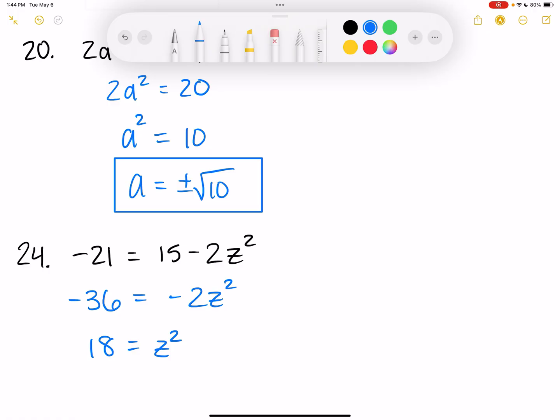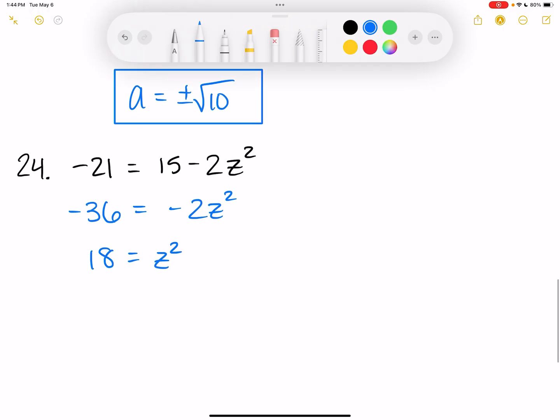This is the kind of stuff where it's inclined to happen. All right, now what? Yeah. So it's plus or minus the square root. Yep, plus or minus the square root of 18 is equal to z.